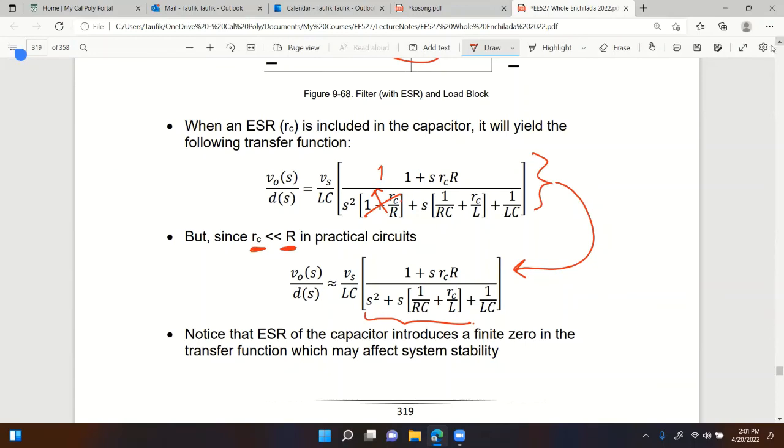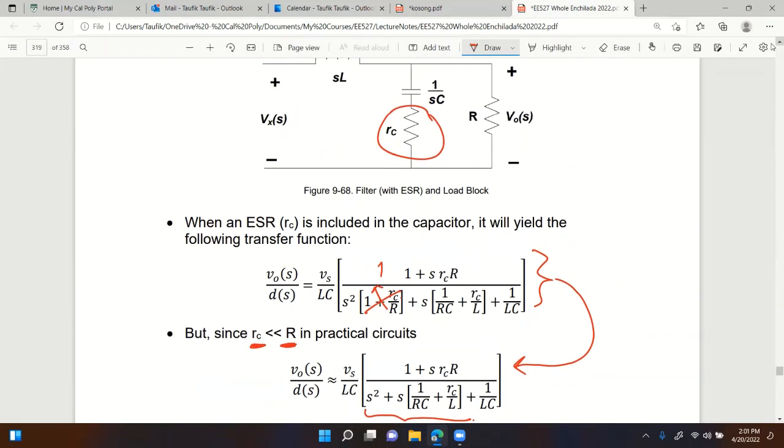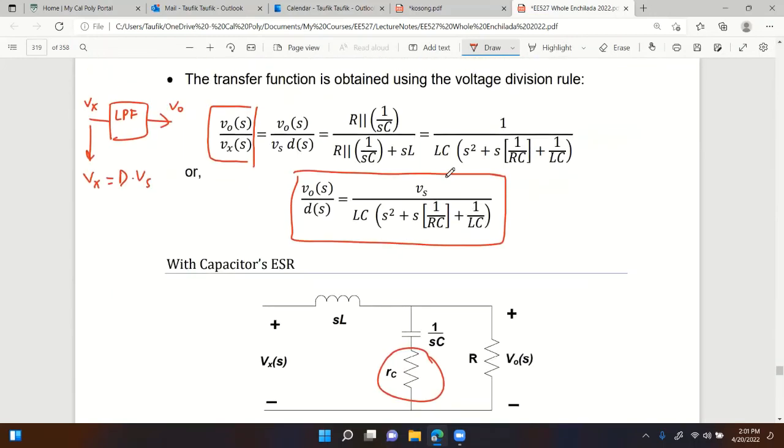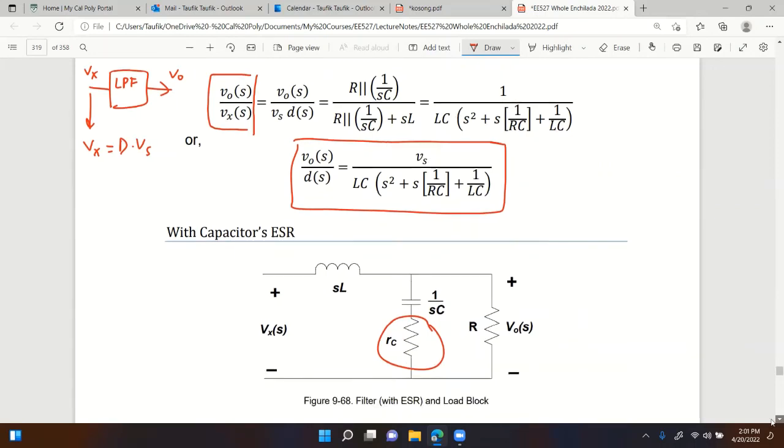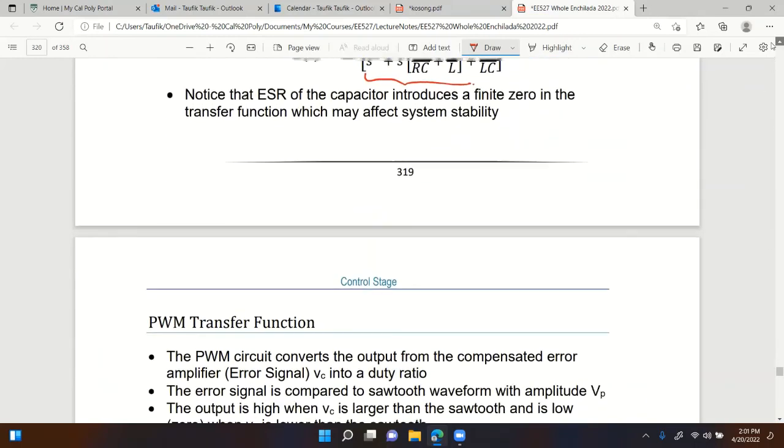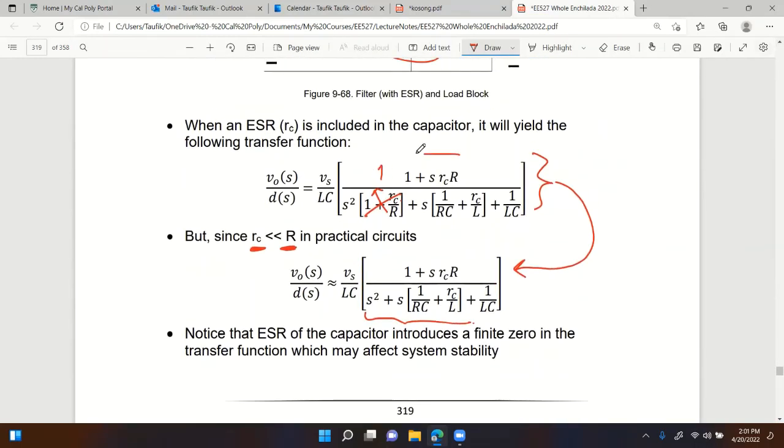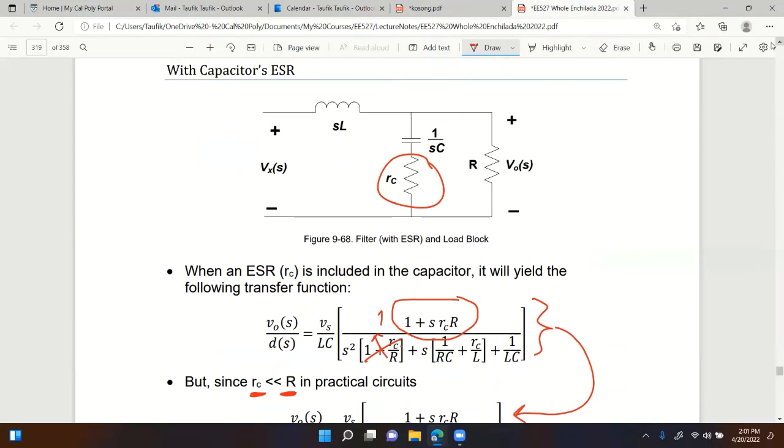Notice one more thing before I let you go. If you don't have ESR, look at what happens. There is no finite zero. Once you add the ESR, look at what happened. On the numerator, you see a finite zero. That's what ESR does for us, which is important next week when we talk about the compensator. Adding ESR affects our stability, because ESR introduces a finite zero. That's all I want to go over for today.